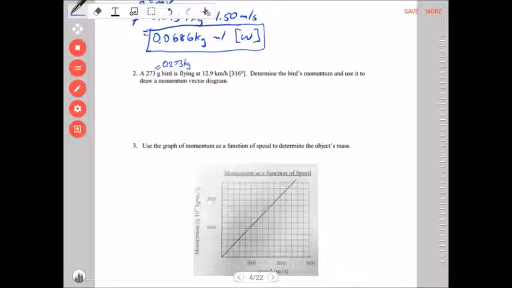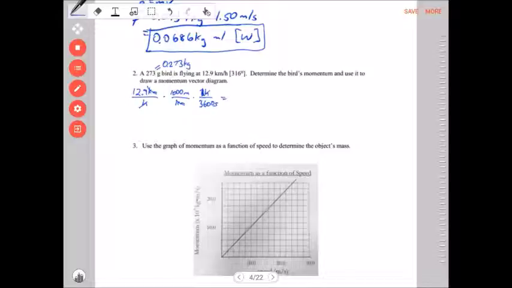We have to turn that into meters per second. So 12.9 kilometers in 1 hour. We know that there are 1,000 meters in a kilometer, and we know there's 1 hour and 3,600 seconds in 1 hour. I've arranged them like this. You did this in Physics 20, so the hours cancel, the kilometers cancel, and you're left with meters per second.